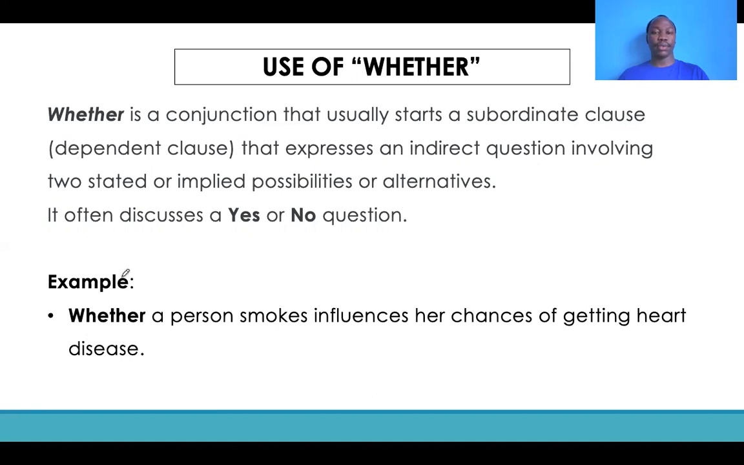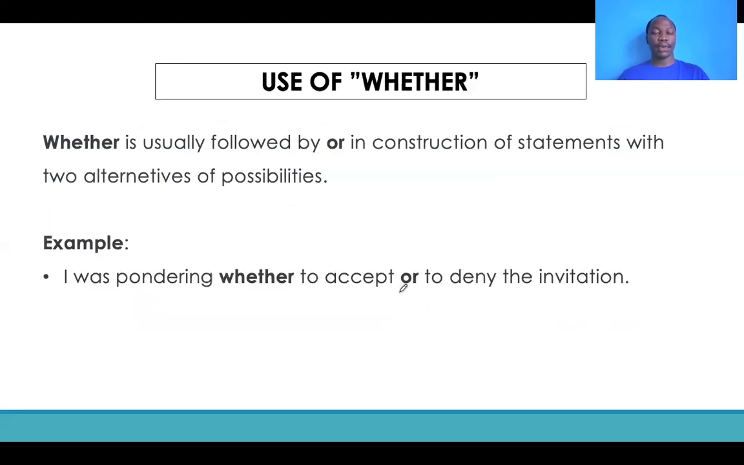So whether we will use it to convey meaning that something is in the positive or in the negative. So for example, whether a person smokes influences the chances of getting heart disease. So whether here could be yes or no. So yes, if the person smokes, the chances of getting heart disease increase. But if no, if the person does not smoke, chances of getting heart disease are quite low. Right? Hope that's clear.